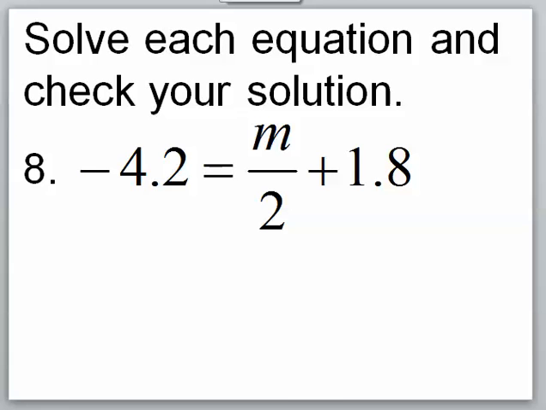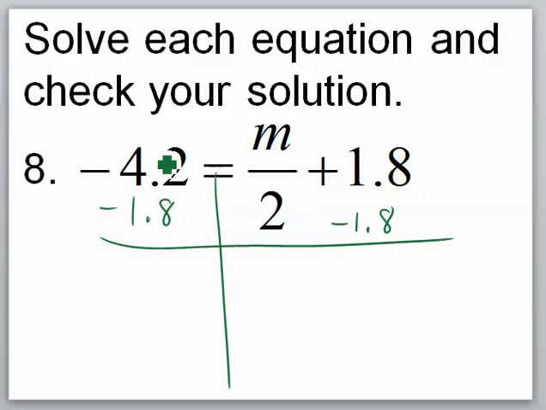Alright, I have just a few more questions for this particular section. And on this one, we've got some decimals as well as a fraction. We're not going to worry about the fraction. We're going to get rid of the 1.8, the positive 1.8, by putting a negative 1.8 on both sides. We're going to get a negative 6 when we put those together. And we have an m over 2.